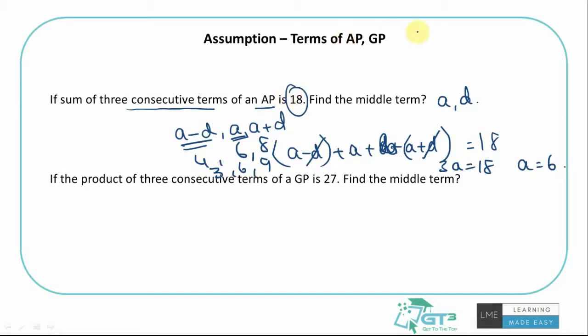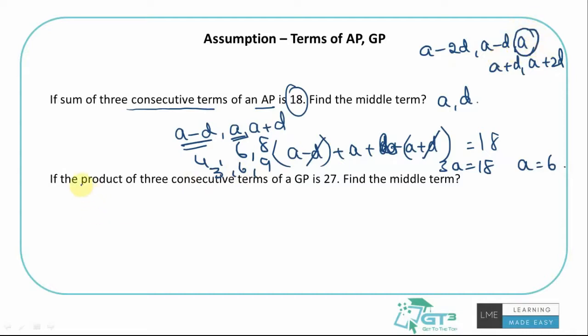If I say 5 consecutive terms, start off with a minus 2d, a minus d, a, a plus d, and a plus 2d. All of them will cancel out, minus 2d plus 2d, minus d plus d. So if a question is talking about the sum of 5 terms or the average of 5 terms being so and so, I can immediately find this middle term.